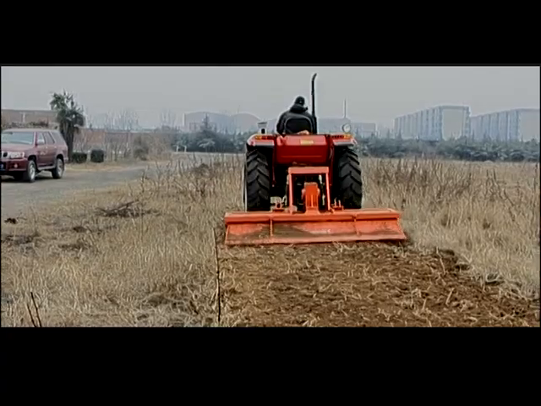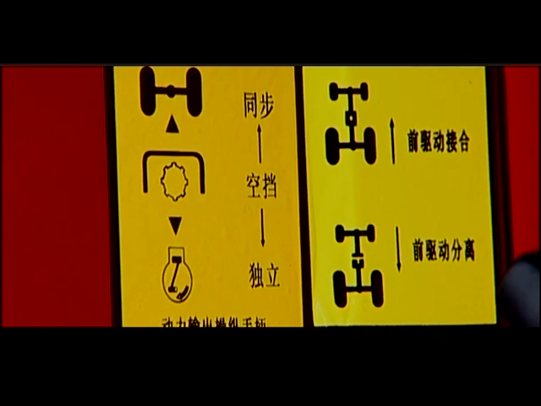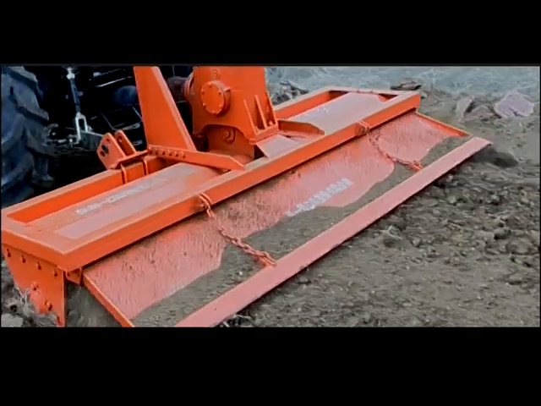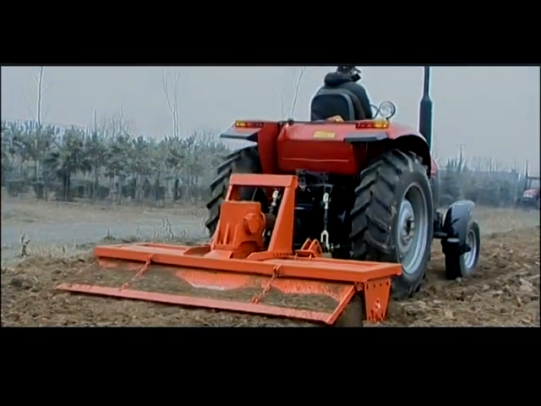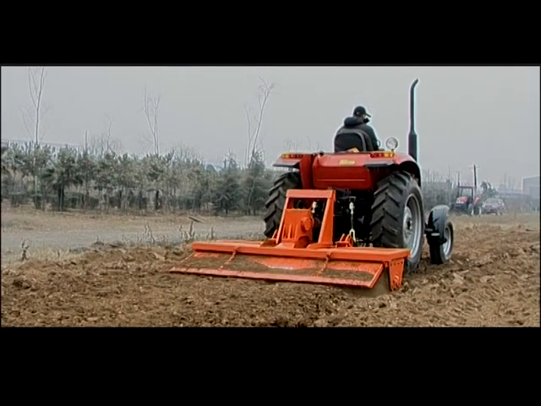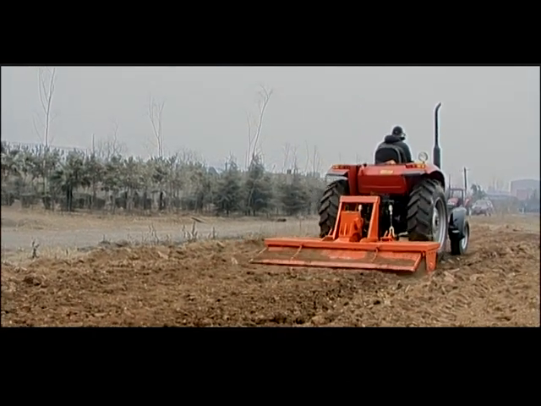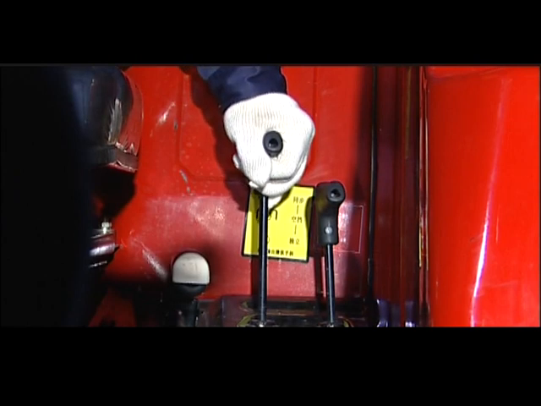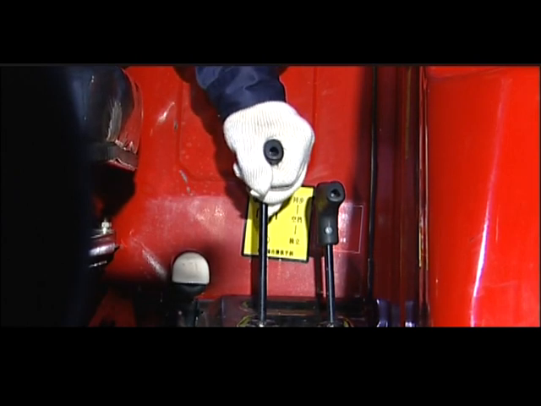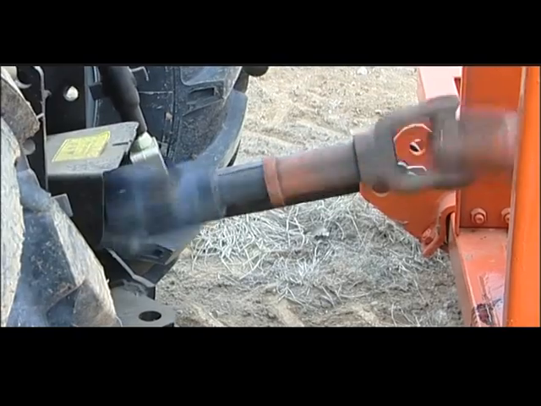Operation of PTO device. This PTO device has 2 kinds of control methods: synchronous and independent. Synchronous type PTO: pull up the PTO control lever. The PTO shaft speed will be proportional to the tractor driving wheel speeds. Neutral position: the PTO control lever is in the neutral position. Independent type PTO: pull down the PTO control lever. The PTO shaft is completely independent.